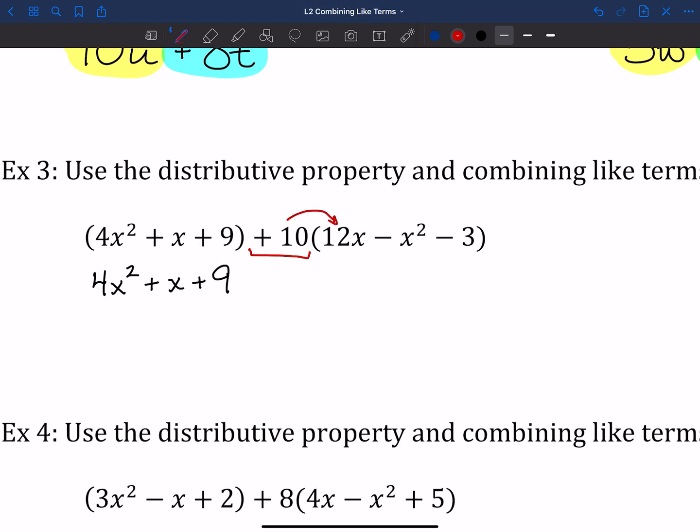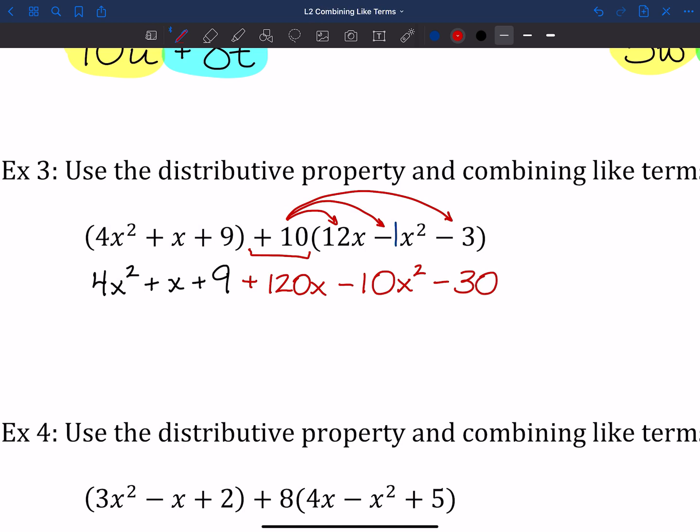All right, so I'm going to do 10 times that 12x. So that's plus 120x. I'm then going to move on to the second piece. So we've got 10 times negative x squared. Again, from last time, we know that there is a little 1 in front of that x squared. So we can do the 10 times that negative 1, which gives us negative 10. And then the x squared comes along for the ride. Last but not least, we're going to take that 10 and multiply it out to that negative 3. So we're going to end up at negative 30.